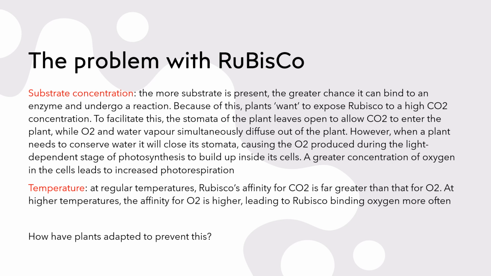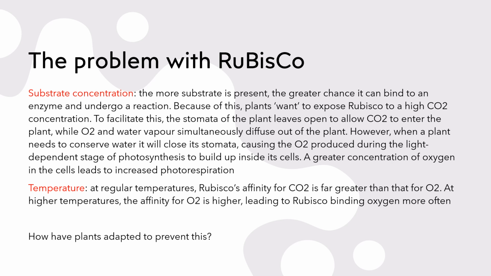Because it's building up, there's a greater concentration of oxygen inside the cell, which can increase the chance of photorespiration. Because if there is lots and lots of oxygen around, and it's got a really similar shape to carbon dioxide, there's more chance that rubisco is going to bind to it. So one of the main causes of this photorespiration problem is O2 being trapped inside the cell and being bound to rubisco instead of carbon dioxide.